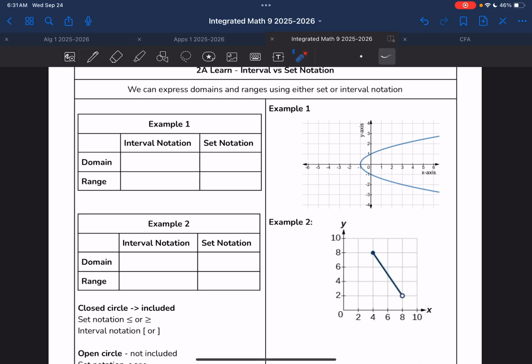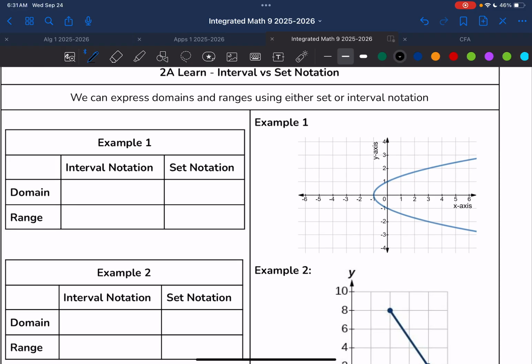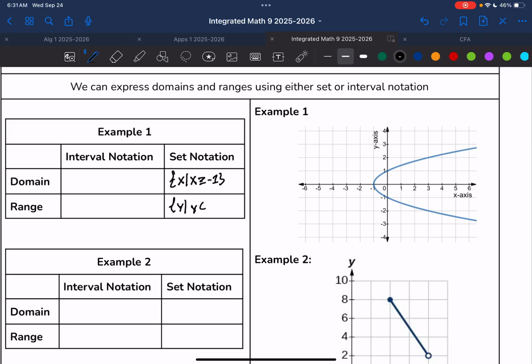So if we go on to page 3, we have two different ways that we can write domains and range. We have interval notation and set notation. What I was just showing you was set notation. For this one, we saw that the set notation for the domain is all values x where x is greater than or equal to -1, and for the range, it was all values y where y is a member of the real numbers. So that was set notation.